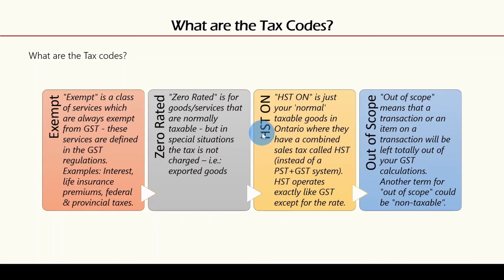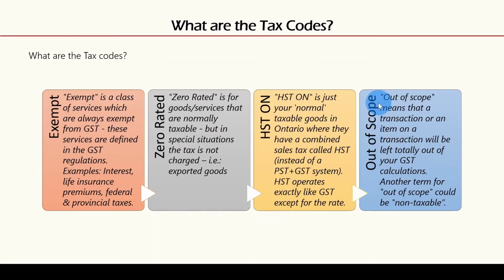The third one, pretty straightforward, HST Ontario. HST Ontario is just your normal taxable goods in Ontario, where they have a combined sales tax called HST instead of a PST GST system. HST means harmonized sales tax. HST operates exactly like GST except for the rate. As of now, the rate for HST is 13%.